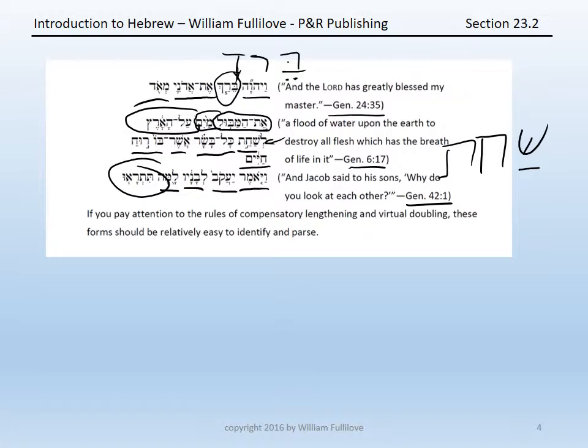If you pay close attention to the rules of compensatory lengthening and virtual doubling, all the forms that you deal with of second gutturals should be relatively easy to identify and parse. Just know your paradigms well from the strong verb. Know what happens when a Piel or a Pual or a Hitpael is created, and be aware of the tendencies of gutturals, that they will not double and therefore create compensatory lengthening or virtual doubling.